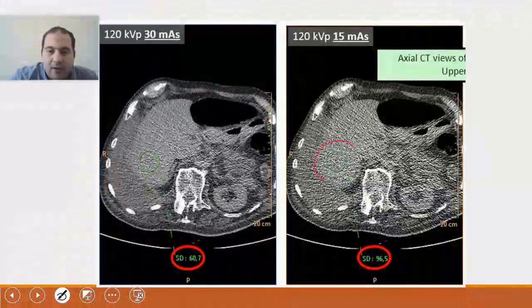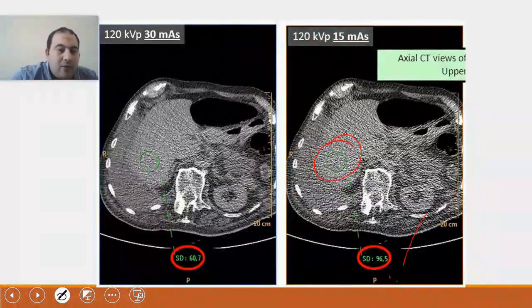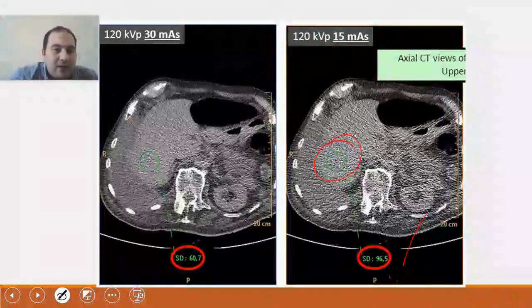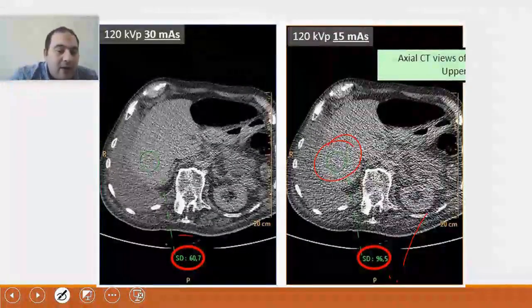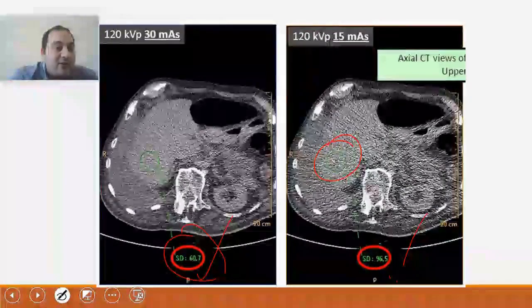Here, the region of interest was taken and acquired in low noise, resulting in a standard deviation of 96.5. Meanwhile, it was acquired at 30 mAs with the same quality, so the value of the standard deviation decreased. Therefore, the amount of noise decreased.